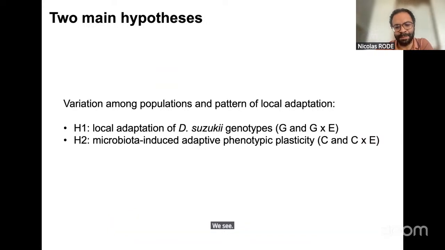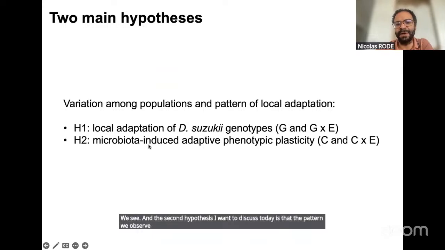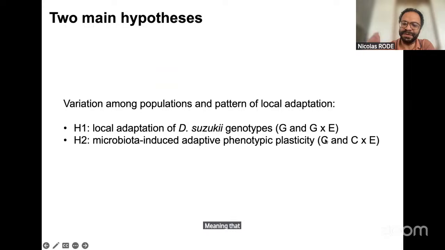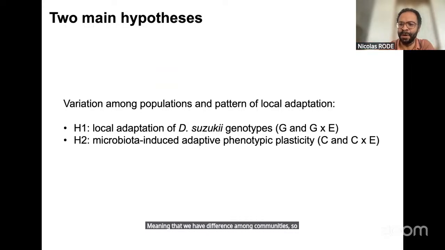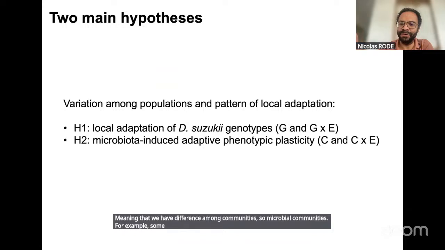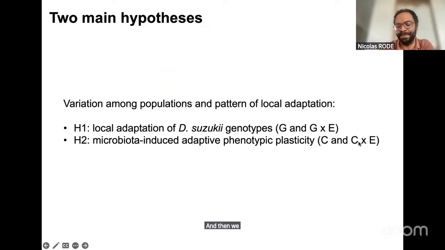And the second hypothesis I want to discuss today is that the pattern we observe is actually induced by the microbiota. In that case, it represents adaptive phenotypic plasticity, meaning that we have differences among microbial communities. For example, some yeast species allow the larvae to develop well on the three fruits, while other yeast species are poor and provide not that many nutrients to larvae across the three fruits. And then we also have some interaction between the microbial community and the environment.